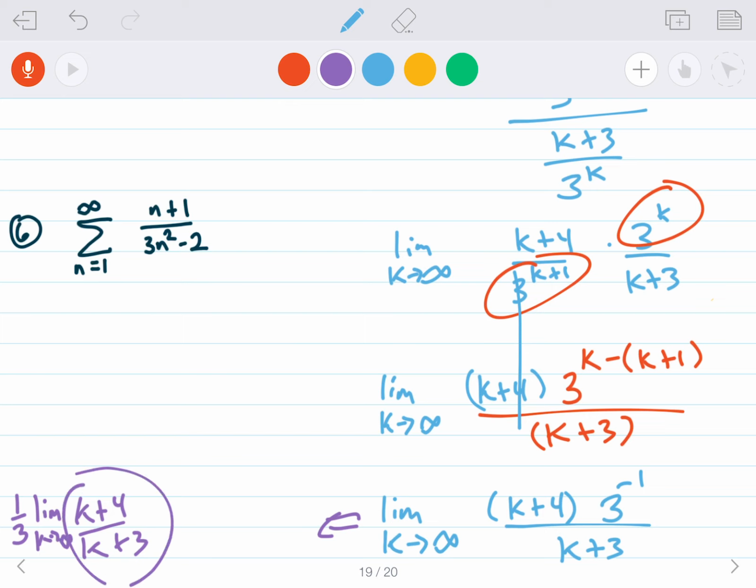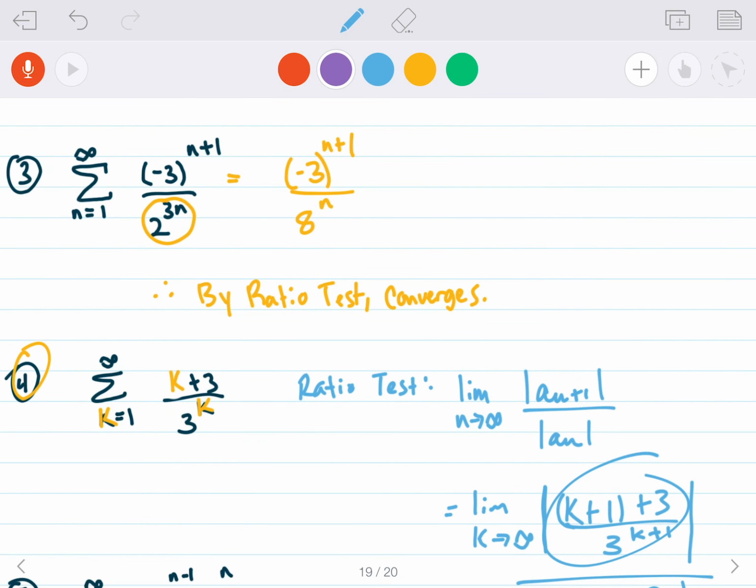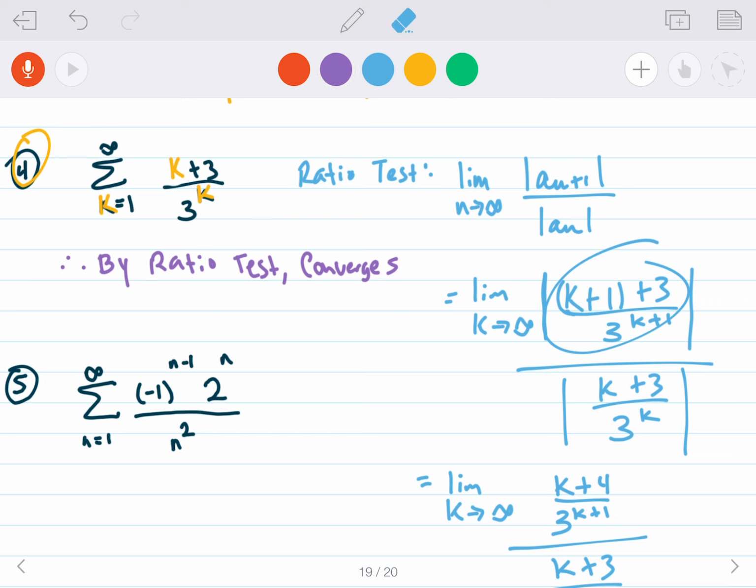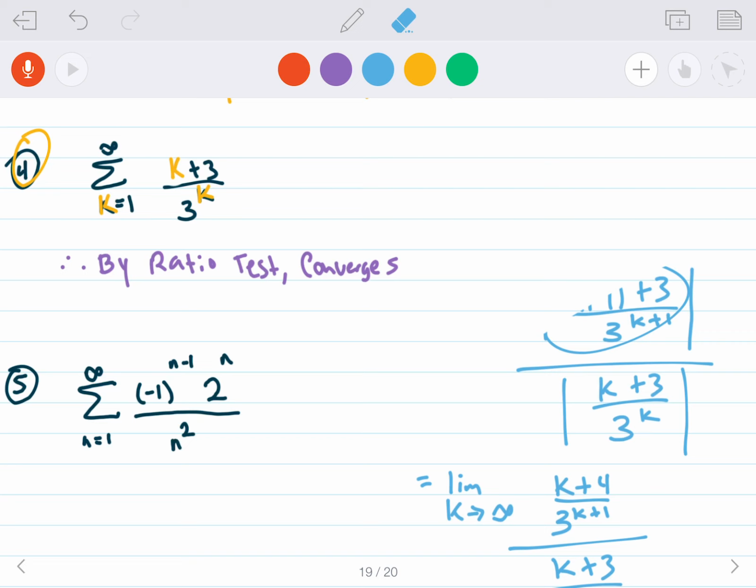I can do my trick here, divide top and bottom by the highest power, or I can use L'Hopital's rule, which I'm going to do here just for time's sake. L'Hopital's rule says that this is going to give me 1. And so my limit is equal to 1/3, which is less than 1, which tells me this thing converges. Okay, so let's go back up here. So by the ratio test, this thing converges. All right, let's erase this and go on to the next one.